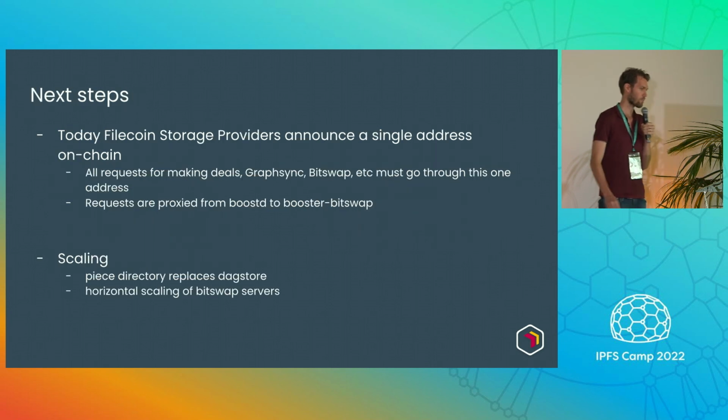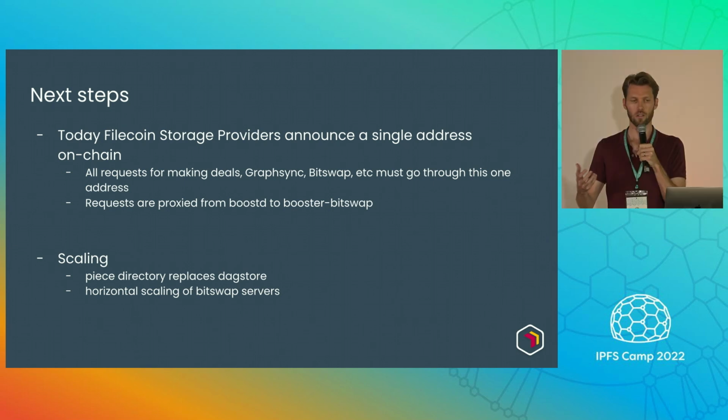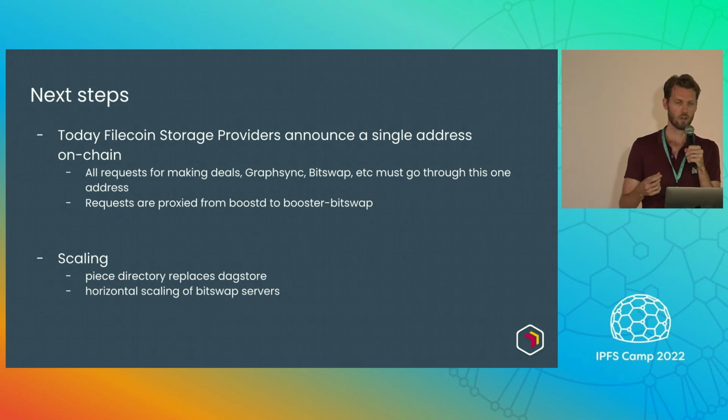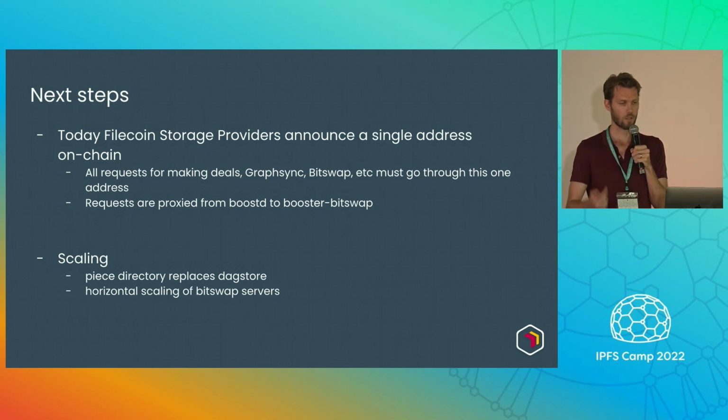So next steps. Today, Filecoin storage providers can announce a single address on chain. So any client that wants to talk to a storage provider just has to go and get that one address. It means that all of our requests have to be proxied through a single node. So we're going to update the protocol so you can add different addresses for different transport protocols, one for GraphSync, one for Bitswap, etc. And we're going to scale.